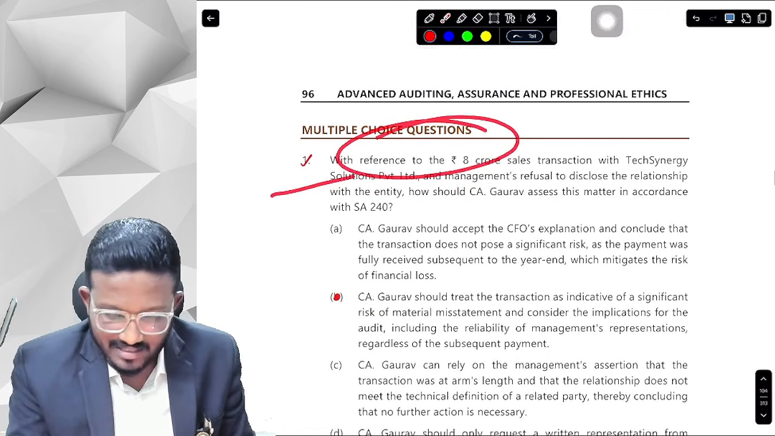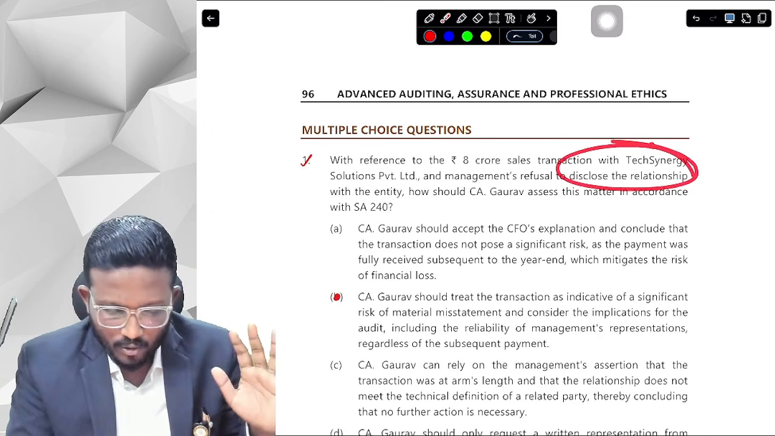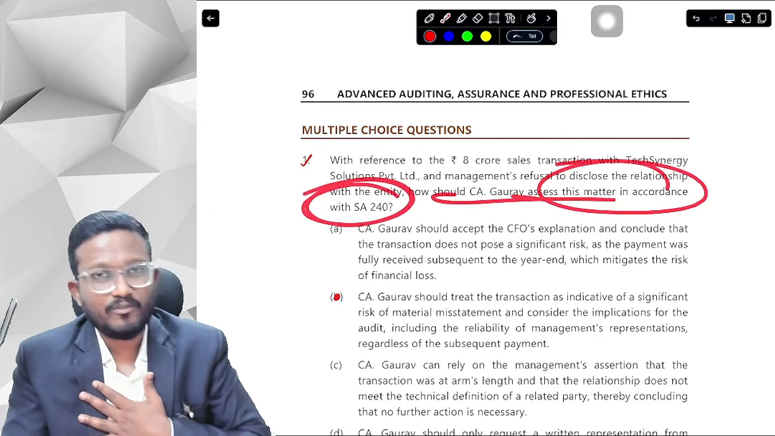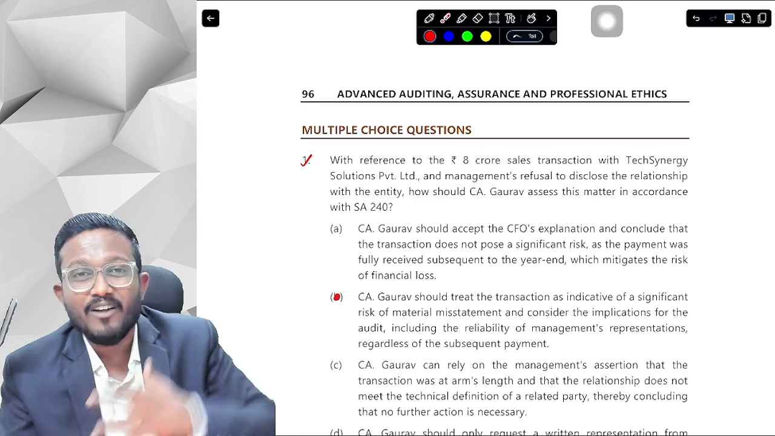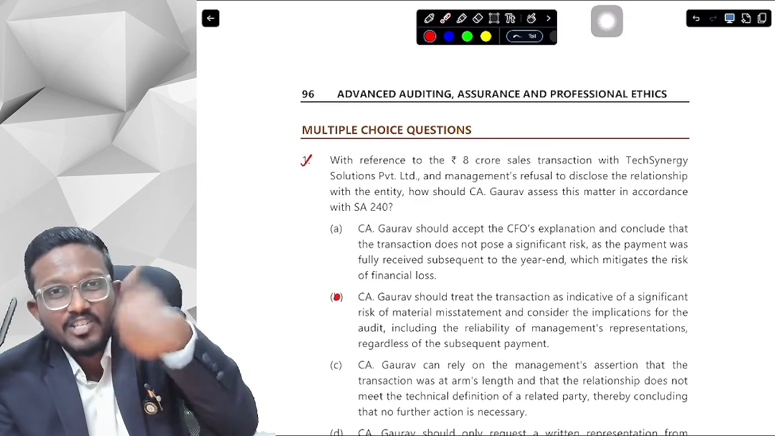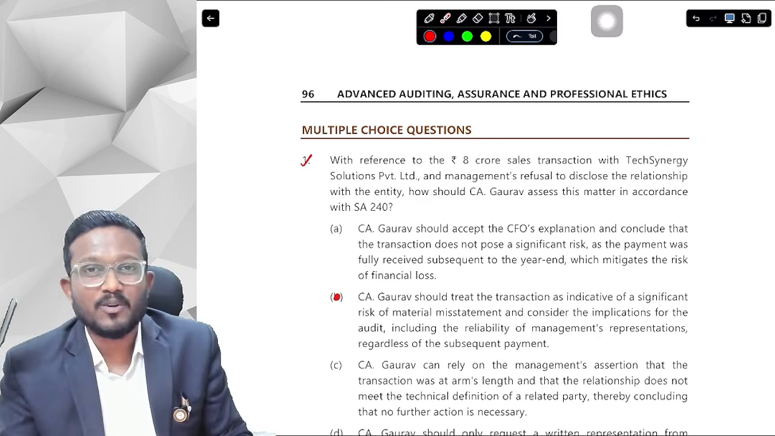Now with reference to this 8 crore sales transaction with Tech Synergy Solutions Limited and the management's refusal to disclose their relationship with the entity, how should we as an auditor assess this matter in accordance with SA 240? SA 240 relates to what, sir? Fraud in the audit of financial statements. So how should we assess this matter in relation to SA 240, whether we should consider this as a fraud or not, that's what is going to be asked by the ICAI.